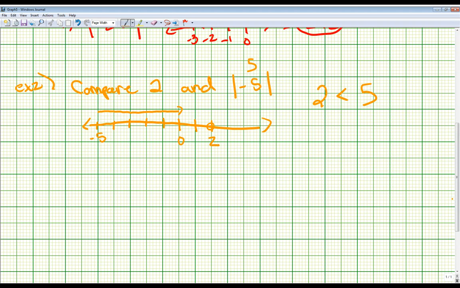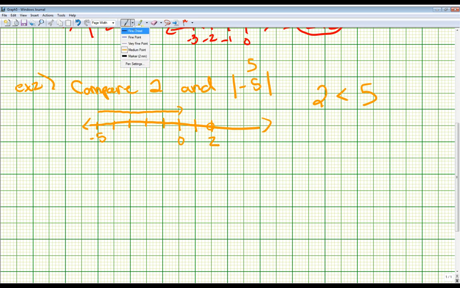All right, if you tried those, number 7 is the greater than symbol opening to the left. Number 8 is the less than symbol opening to the right. Number 9 is the less than symbol opening to the right. And number 10 should be the equal to symbol.